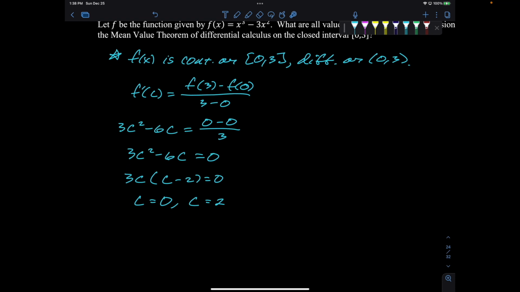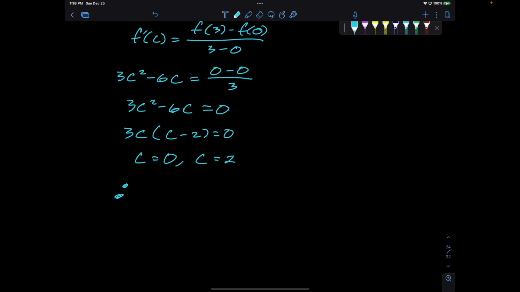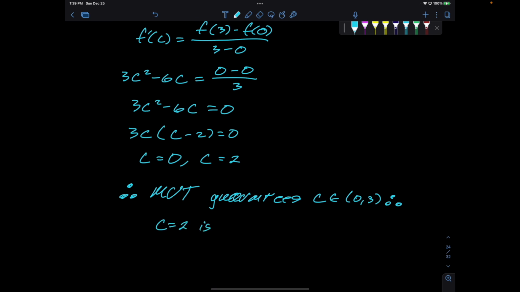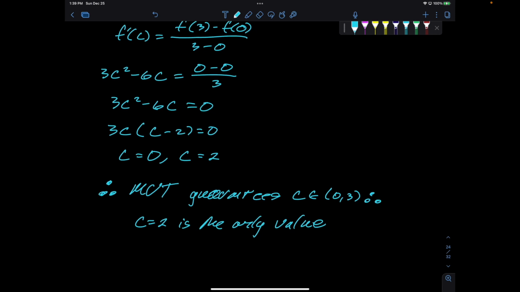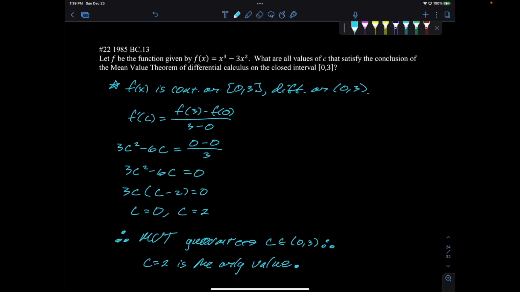So I'm going to say MVT guarantees c is an element of the open interval 0, 3. Therefore, c equals 2 is the only value. This was multiple choice, by the way, so you would just choose the answer and move on. I wonder if that's the actual right answer from the exam. It should be. I could check, but I don't really want to.